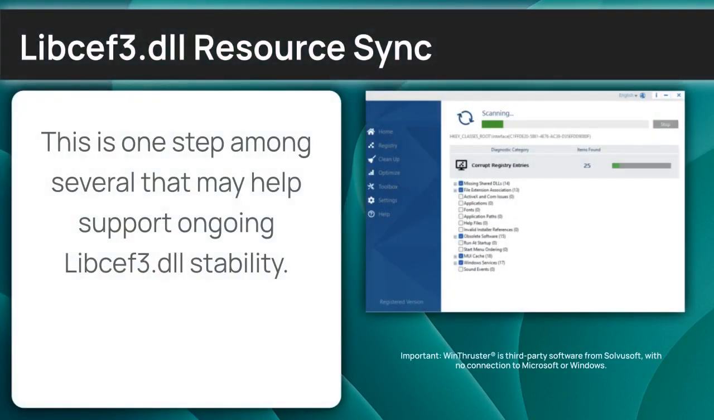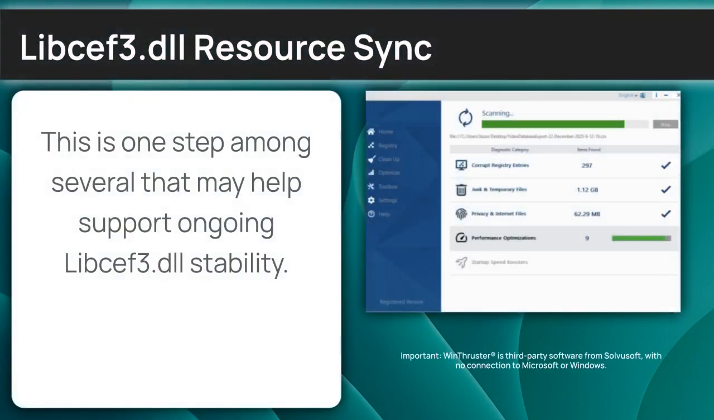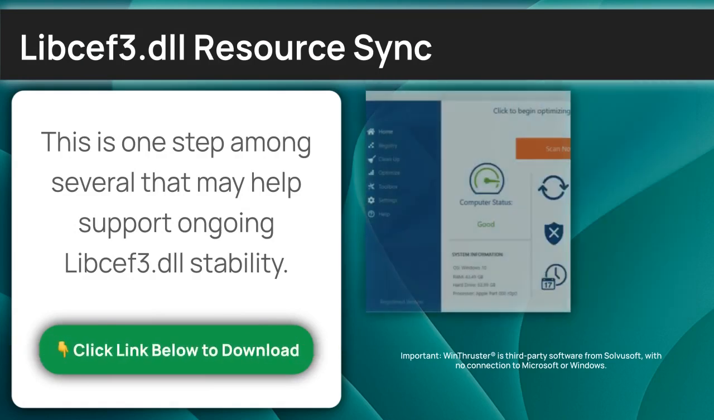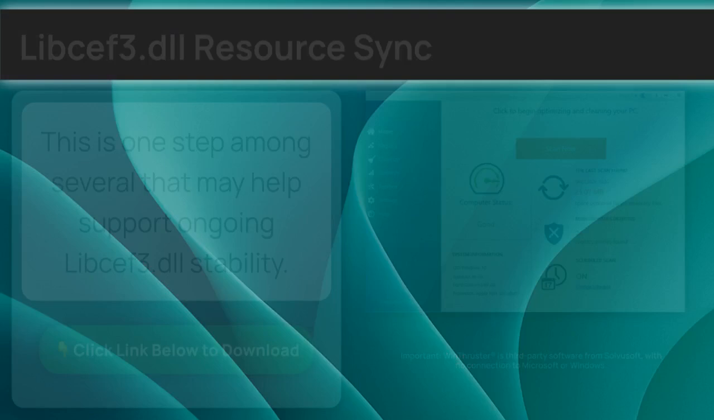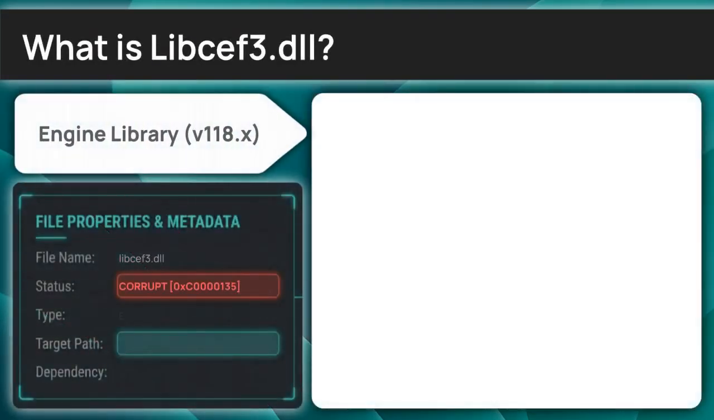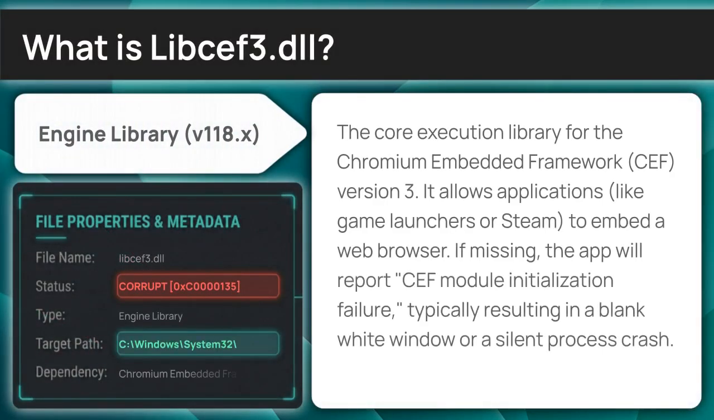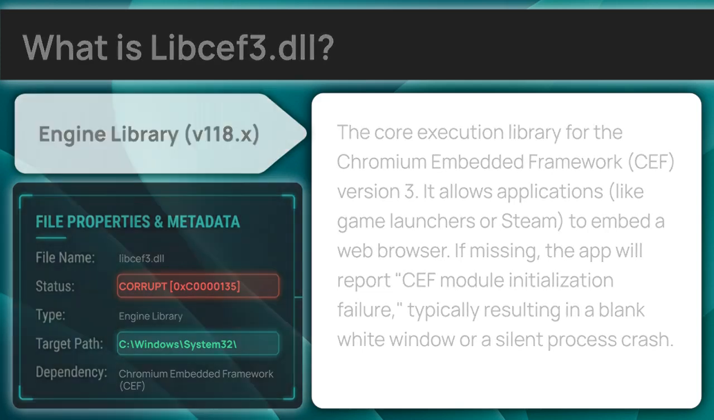Before we start the detailed troubleshooting for Chromium Embedded Framework 3, you can try the official utility to assist with system-level review. This is the Chromium Embedded Framework 3, the core execution library for the Chromium Embedded Framework, CEF, version 3. It allows applications, like game launchers or Steam, to embed a web browser. If missing, the app will report CEF module initialization failure, typically resulting in a blank white window or a silent process crash. Now let's dive into the solution, starting with a standard reinstallation.